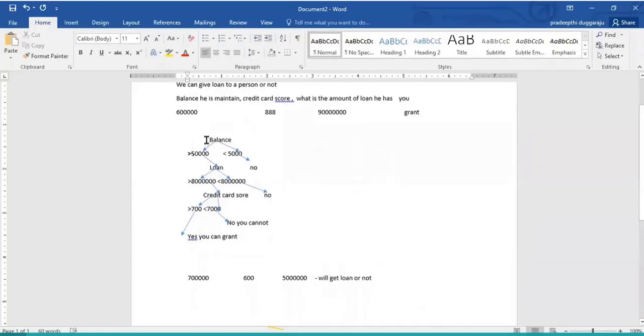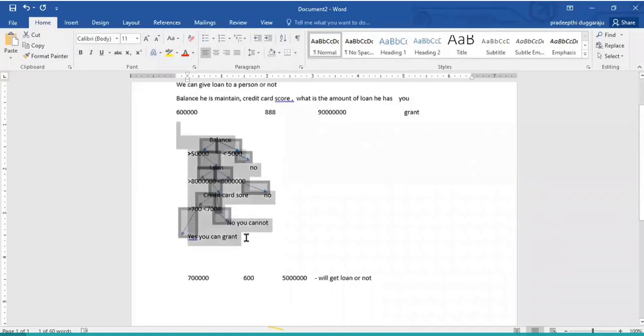First, it will check the balance. So the balance is greater than 50,000. Yes, it is greater than 50,000. Now it checks the loan. Suppose it is less than 5 lakhs, then it is probably a no. Right? So can you see this?